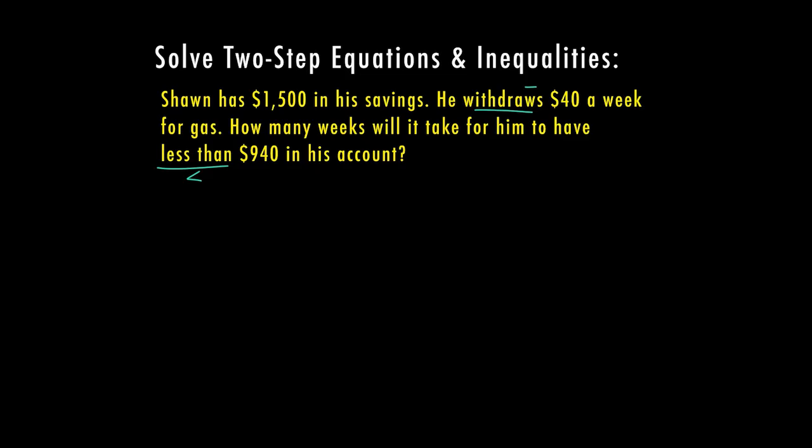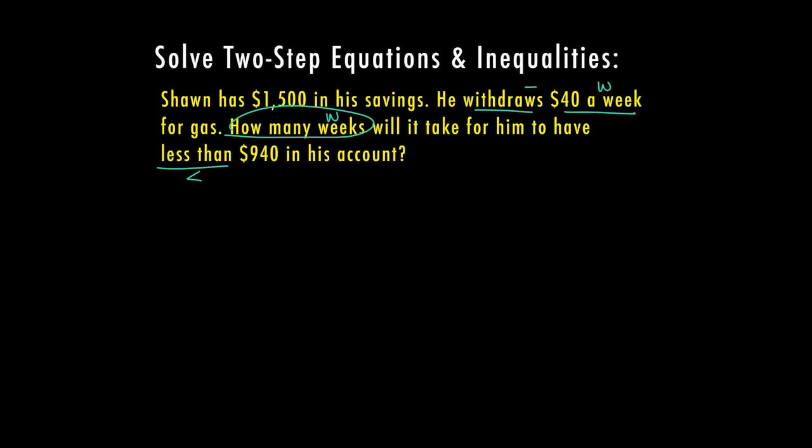Okay, so now we're going to start with $1,500. I need to figure out my variable. So the question says how many weeks. So I know weeks is my variable. I'm going to put a W for that. And $40 a week is with the 40. So that's where my W goes.